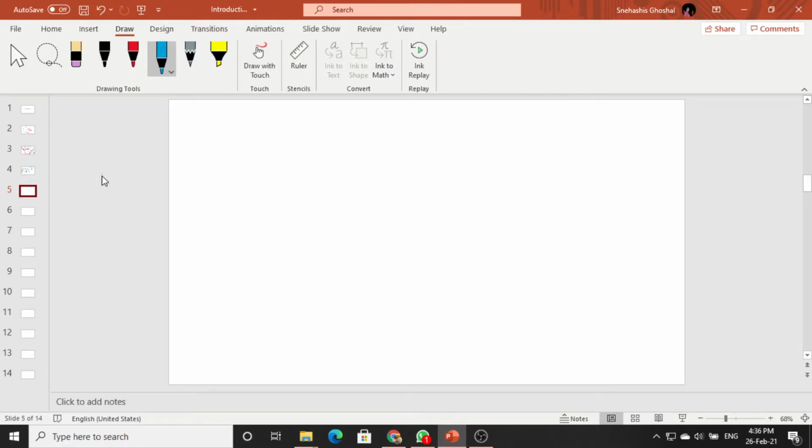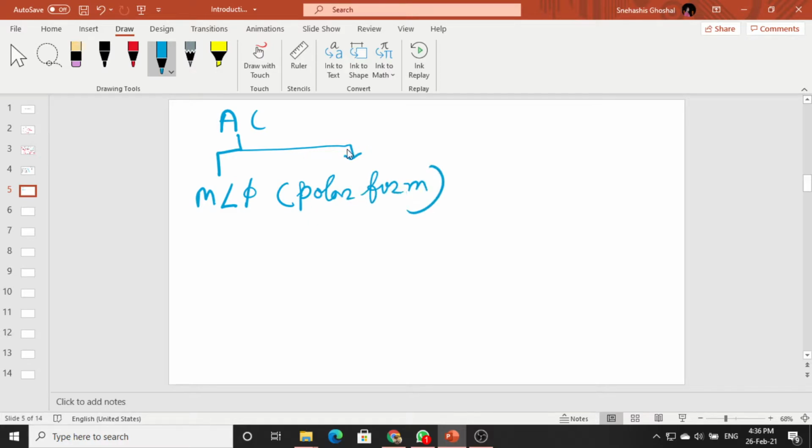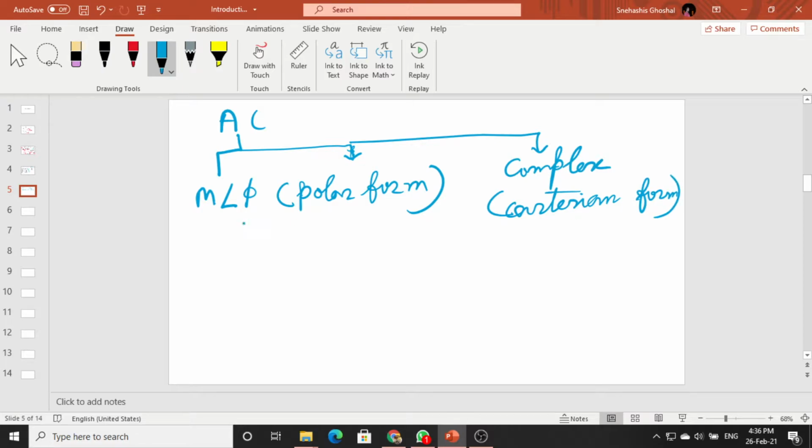Now, whenever we deal with AC, there are two ways. One, magnitude phase relationship, which is also called polar form. And another is complex or Cartesian form. Okay.